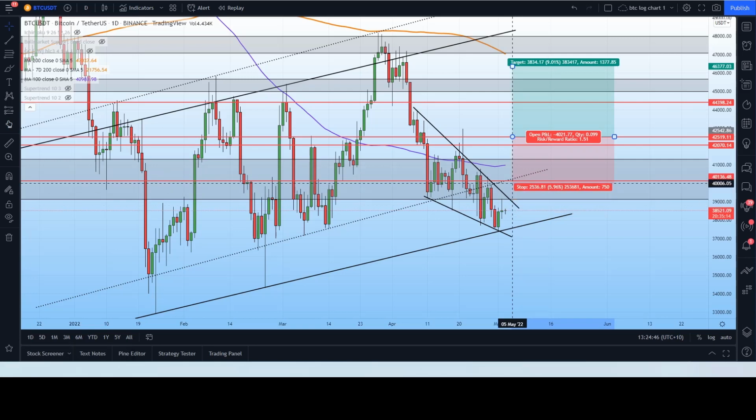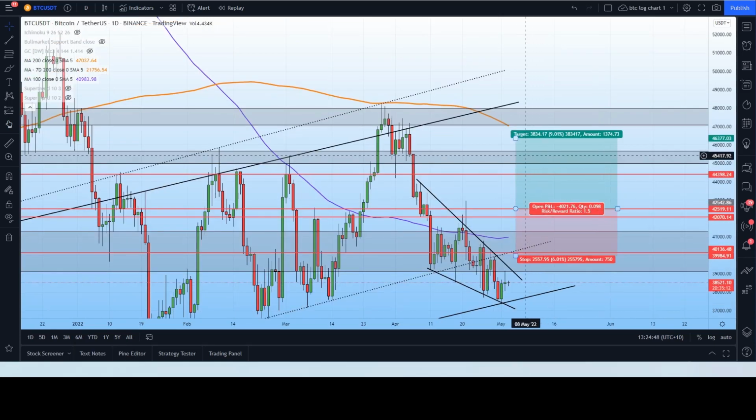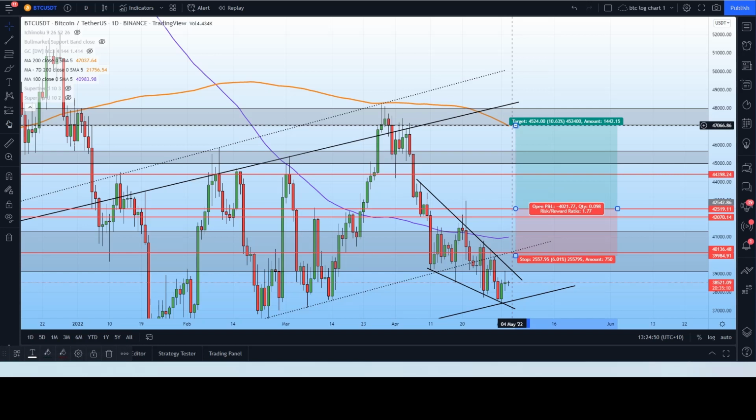You can apply a stop loss below that line, 6% stop loss, and then you have your target of 10%. That's still a favorable risk, 1.77. I don't know if I'd take that with a large amount of money. 1.77 isn't high enough for me, but it is more favorable.